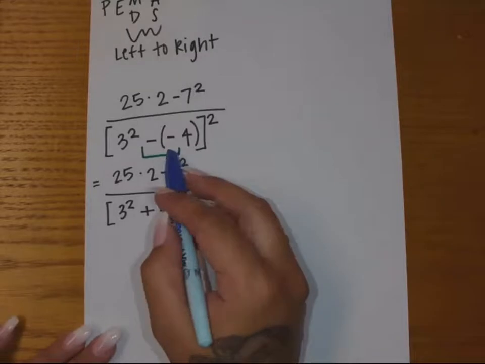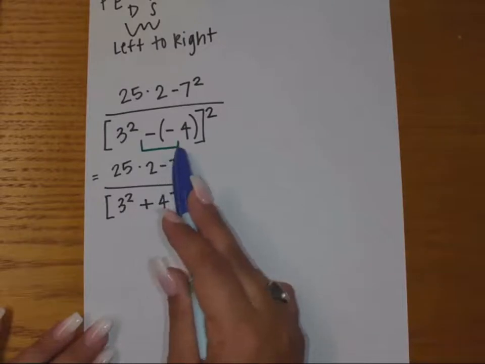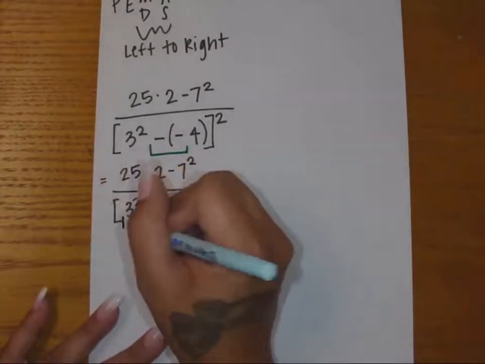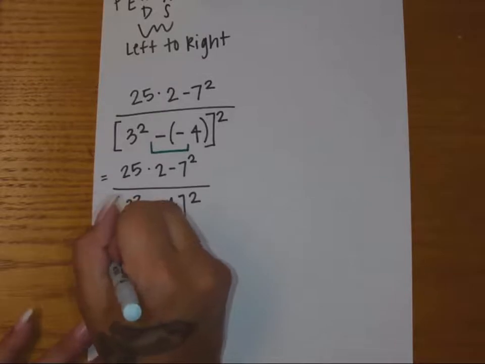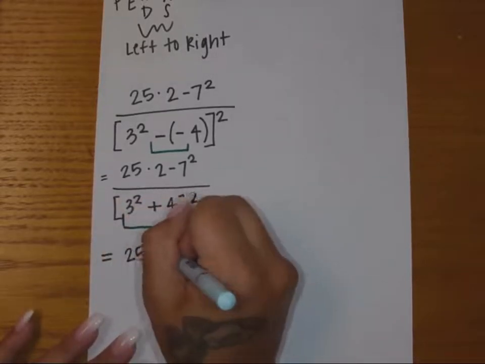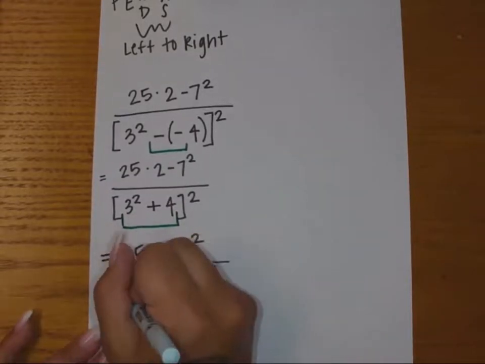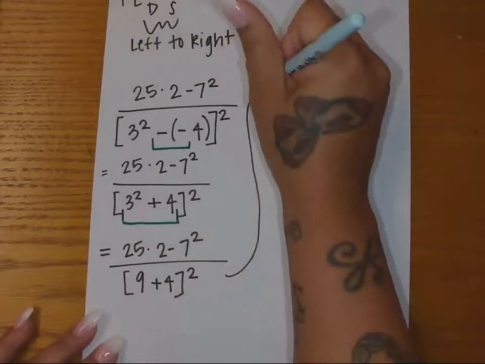That was us working from the inside out, because following the order of operations, it says parentheses. These were our parentheses, and we went ahead and did that work. Our brackets are also parentheses, but what you want to do first is work in between these brackets and then move on to the next step. We can evaluate this. We know 3 squared is 9. So we have 25 times 2 minus the 7 squared over 9, and then plus 4, all squared.